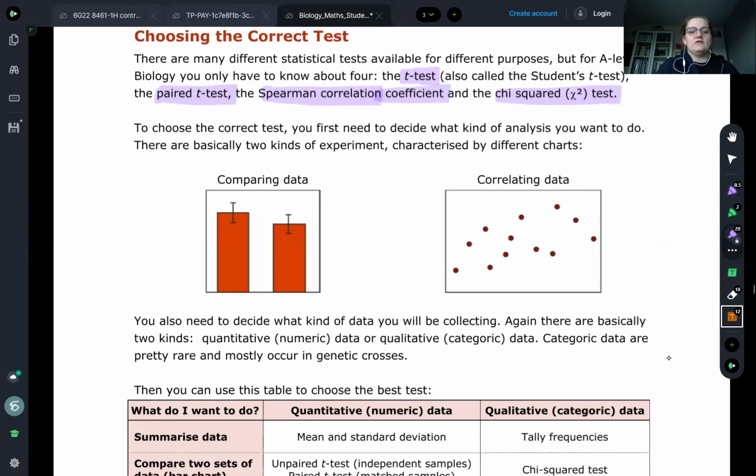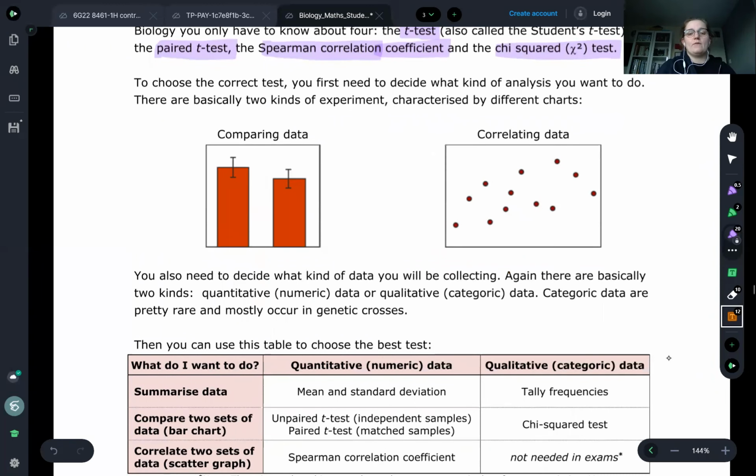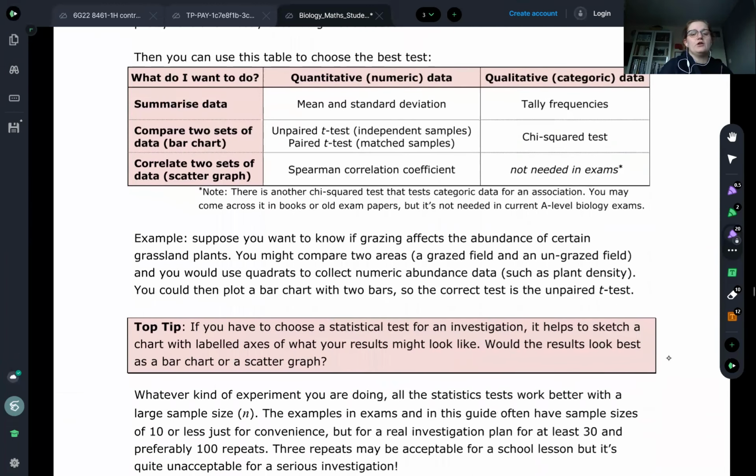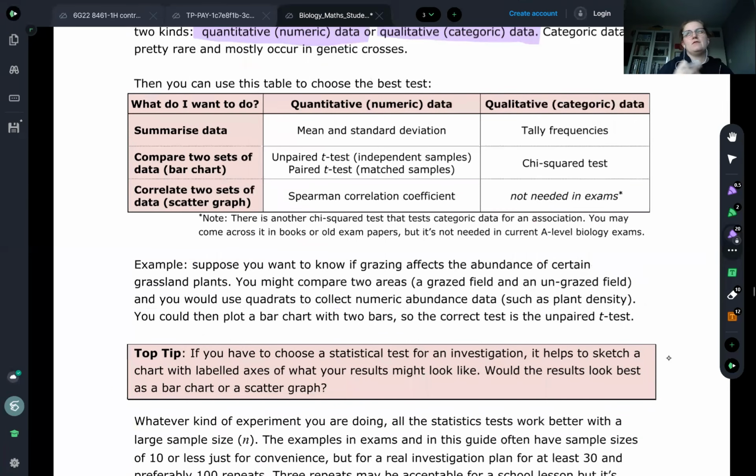We also need to know what kind of data we've been collecting. So 2 types, as you'll know, there's quantitative, which is numeric data, or qualitative, which is categoric. Categoric data is pretty rare, and it mostly occurs in genetic crosses. So let's have a quick look at what we would choose to do then. You can use this table to choose the best. You'll often be able to work it out a lot yourself. So do you want to just summarize the data?